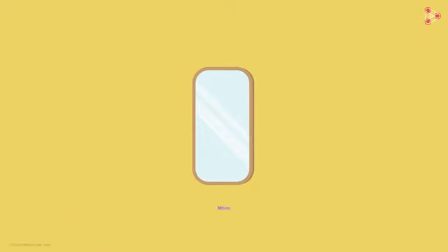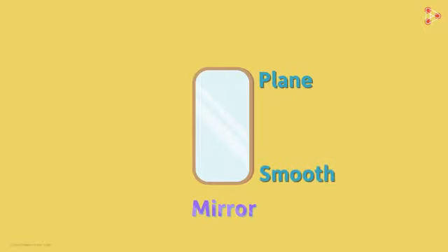What you see on your screen is a mirror. It has this plane and smooth reflecting surface on one side. It's called a plane mirror because its reflecting surface is flat.